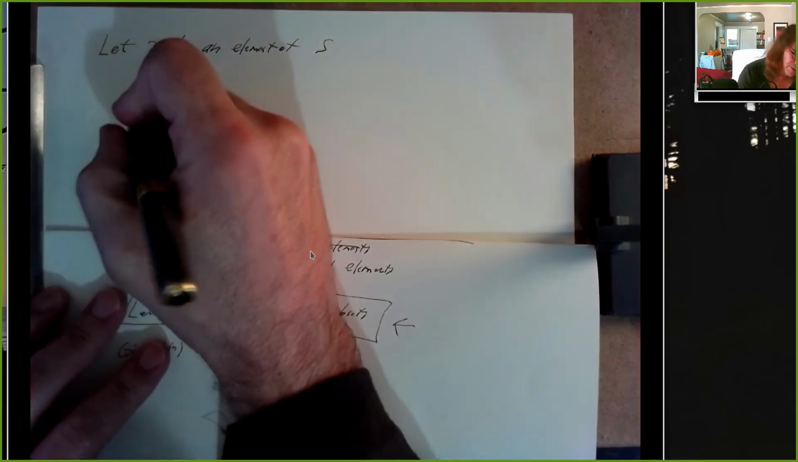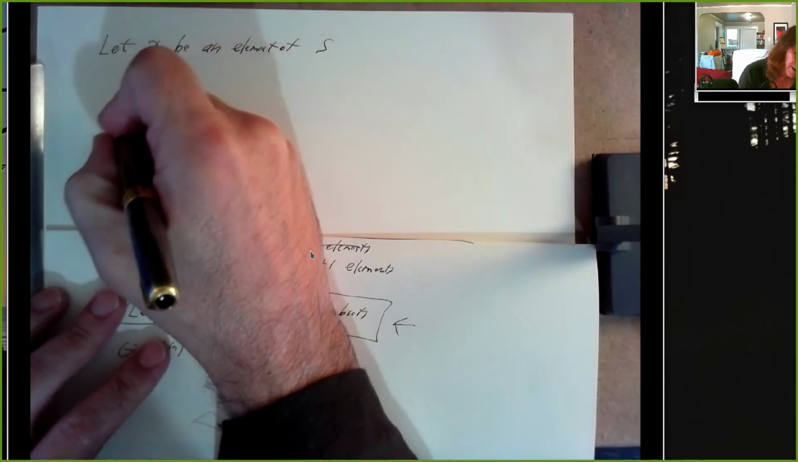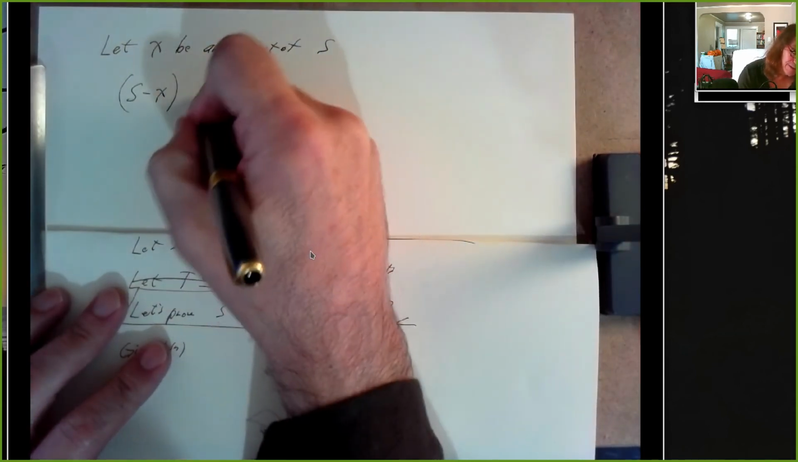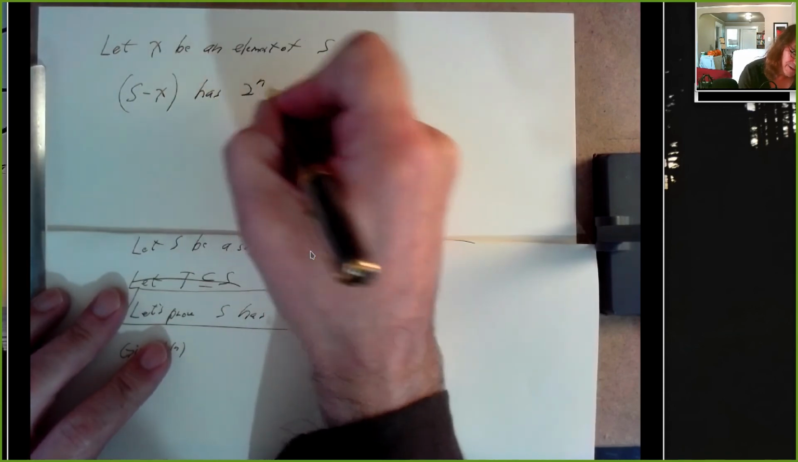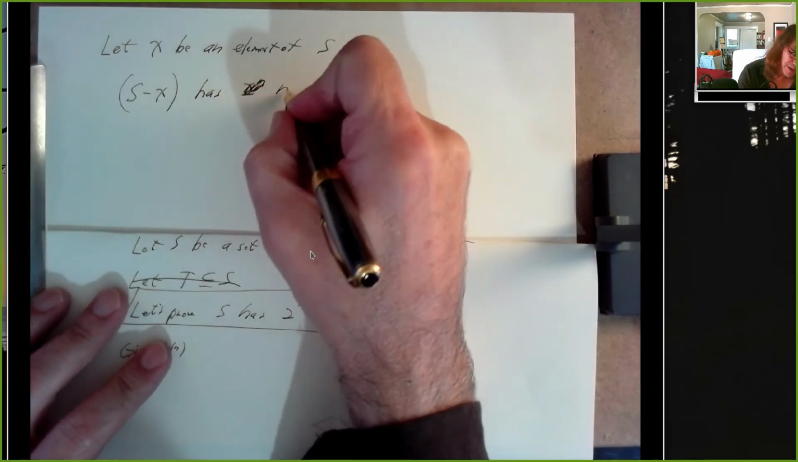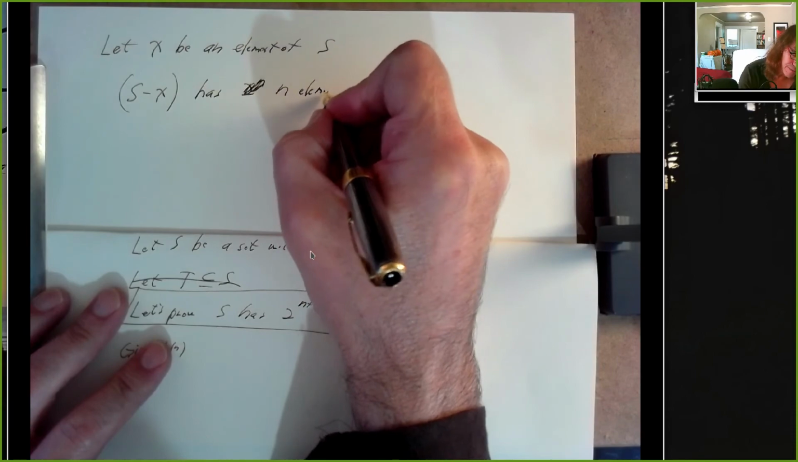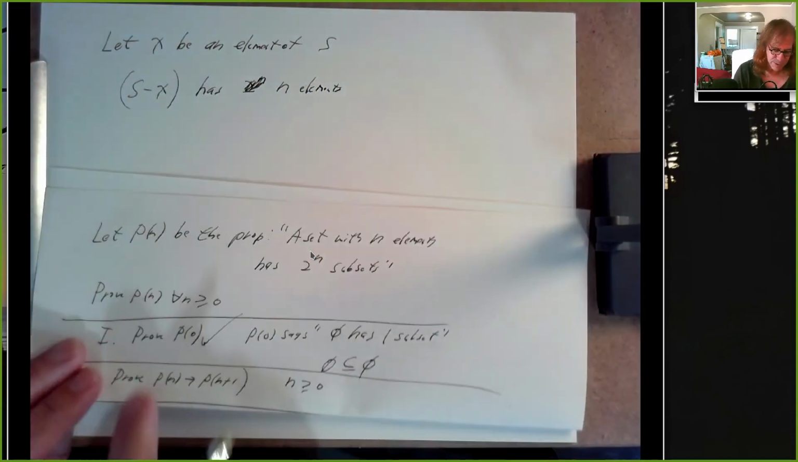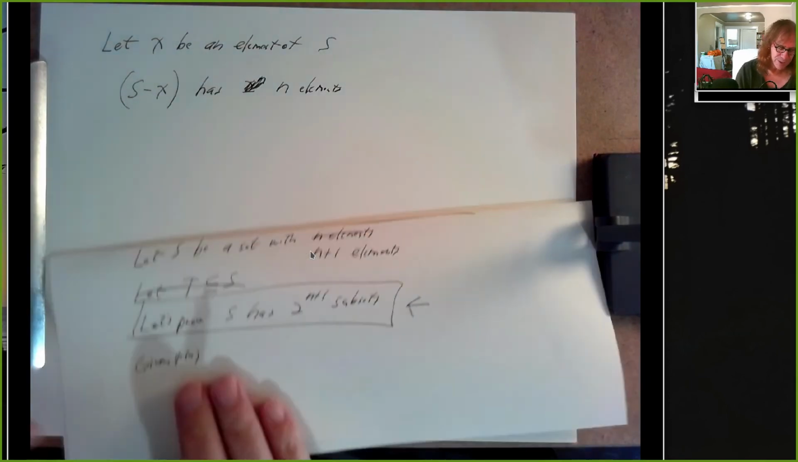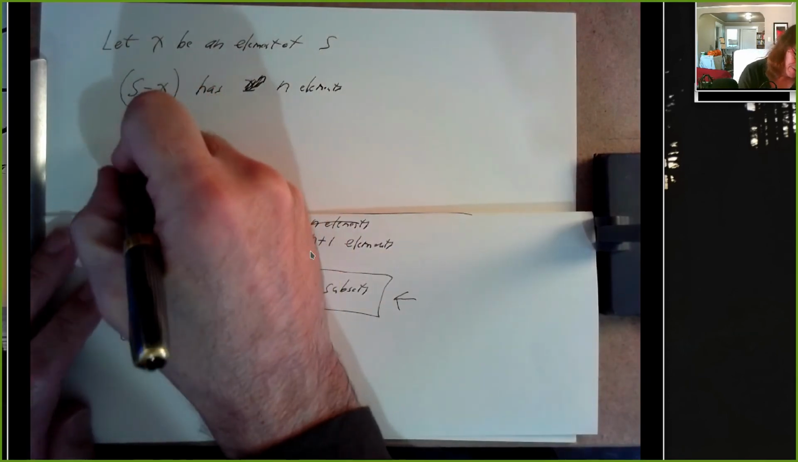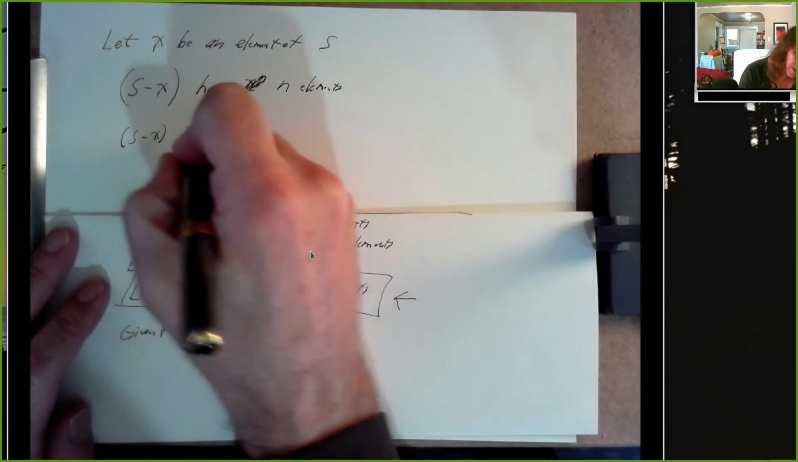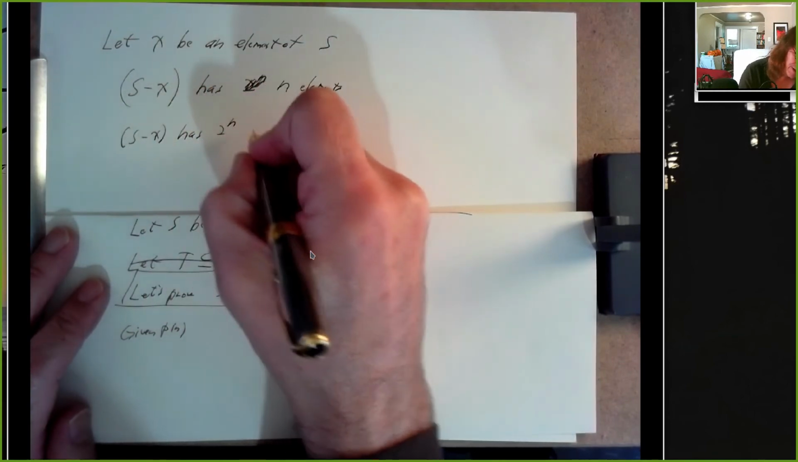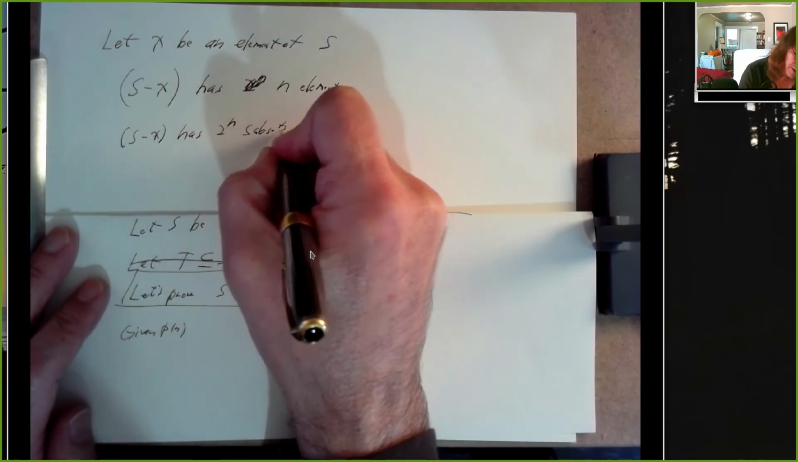Okay, so if I take away that element from S, this has n elements, right? And since we know P of n is true, right? That's what we've been given. So this set S minus X has 2 to the n subsets.